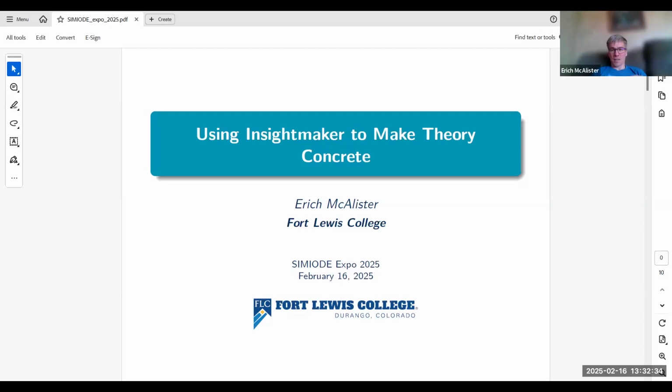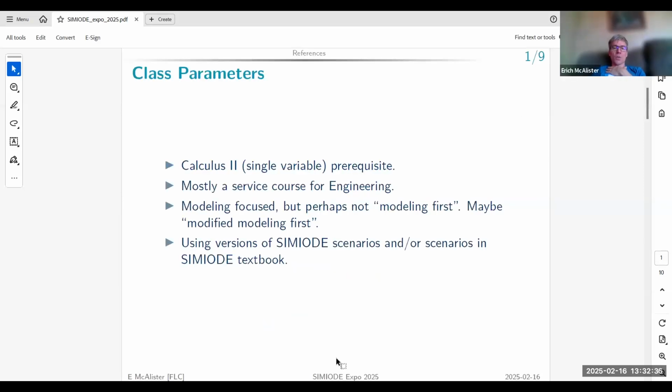If you've never used Insightmaker before, it's a new thing. The way we're going to go through this today is I'm going to present a scenario which I've used in the past, prior to my integration of Insightmaker into my course, and think about how a student interacts with a certain scenario without Insightmaker first, and then we'll see it worked out with Insightmaker.